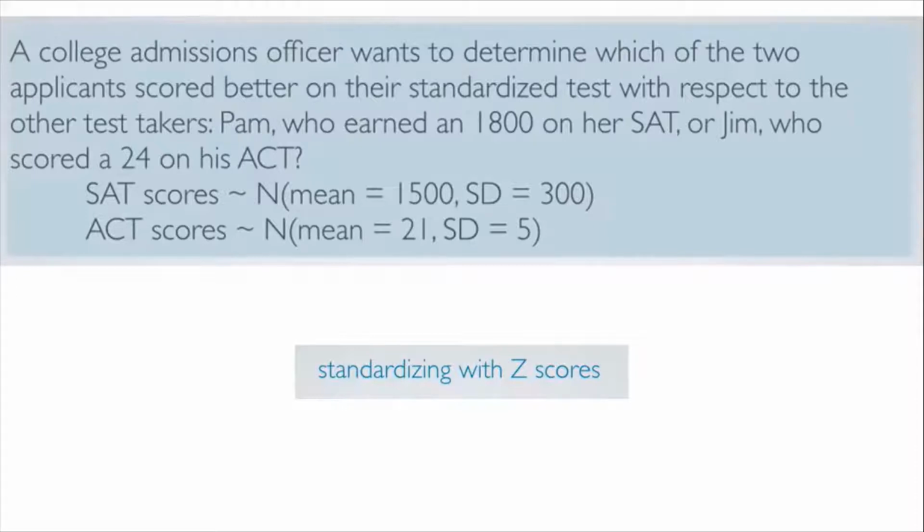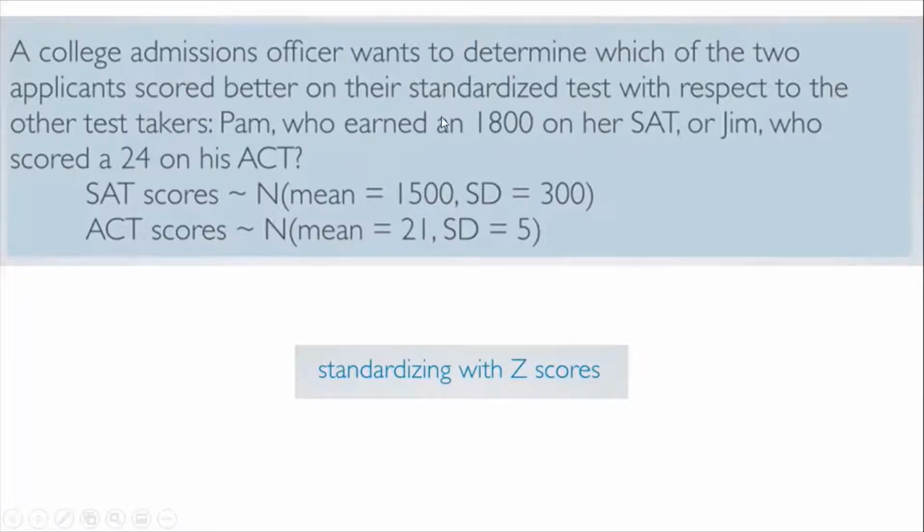Next, what we are going to do is we have a college admission officer who wants to determine which of the two applicants scored better on a standardized test with respect to the other test takers. For the US education system, I think we have SAT and ACT, which are admission scores on a different scale. SAT is on a scale of 4 digits, and ACT is measured on a scale of 2 digits. So what is given? SAT scores, this is the distribution.